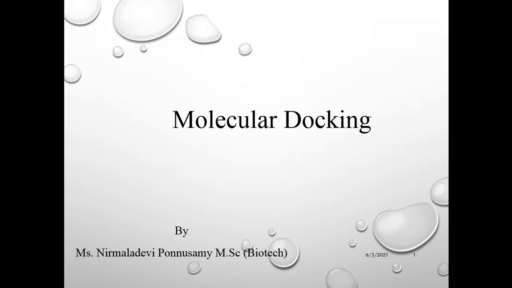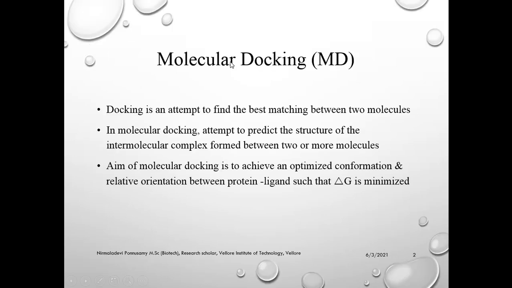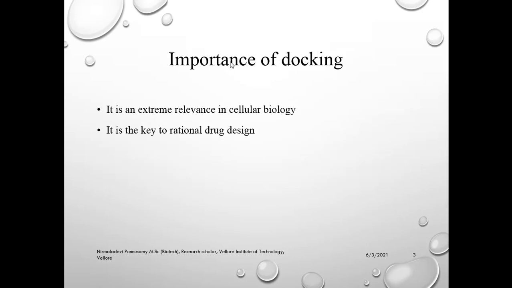Now we are going to see what is molecular docking. Before that, we should know what docking is. Docking is to find the best matching between two molecules, whereas molecular docking is to predict the structure of intermolecular complexes between two molecules, for example protein-protein, protein-ligand, protein-nucleotide. It optimizes the conformation and the relative orientation between protein and ligand.